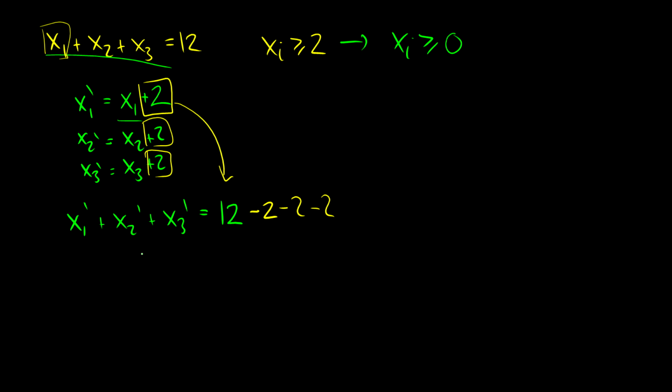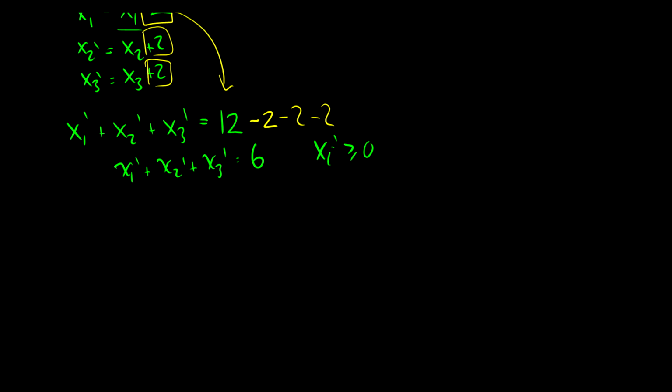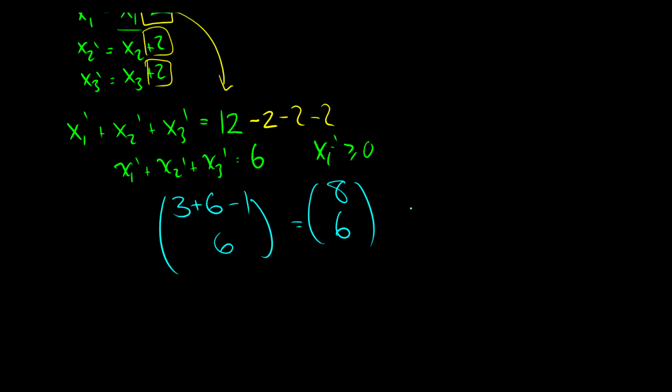So then we get x1 prime plus x2 prime plus x3 prime is equal to 6, where all of our xi primes are greater or equal to 0. And now we just solve in the exact same way. We take, well, there's 3 bins, and we're choosing 6. We subtract 1, and that's choose 6. So this is equal to 8 choose 6. Or similarly, 8 choose 2.